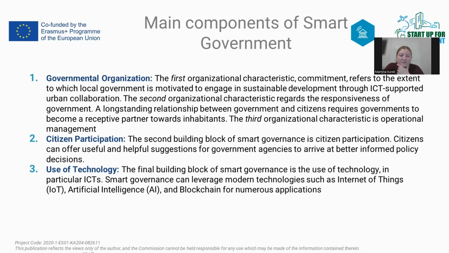On the other side, citizen participation is very important. The citizens can help a lot. They can be very useful, suggesting to the government what would be better, what would be helpful, what is needed. And of course, the third component is the use of technology, which was described in detail in other modules, using ICTs, modern technologies, Internet of Things, artificial intelligence, and so on.